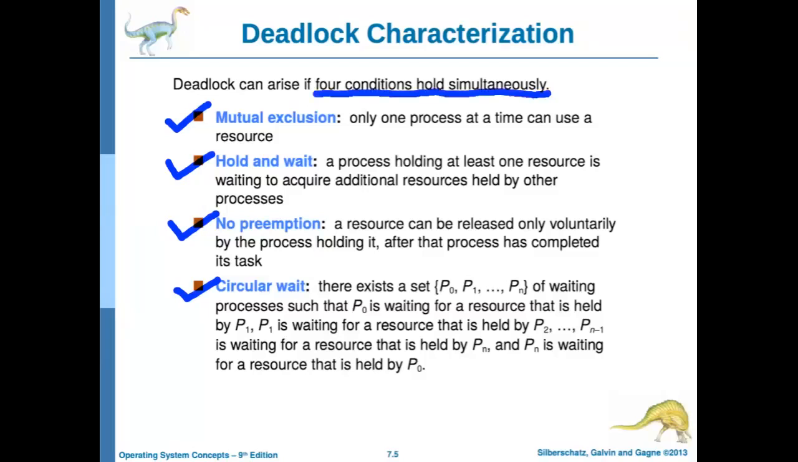See, circular wait itself talks about hold and wait, right? Like P1 is holding something and waiting for P2. P2 is holding something which is required by P1 and waiting for something held by P3. So circular wait itself is like hold and wait. No preemption because we cannot take forcefully, and mutual exclusion because that resource has to be used one after the other. So all these 4 conditions must hold simultaneously. That is the answer to your question.